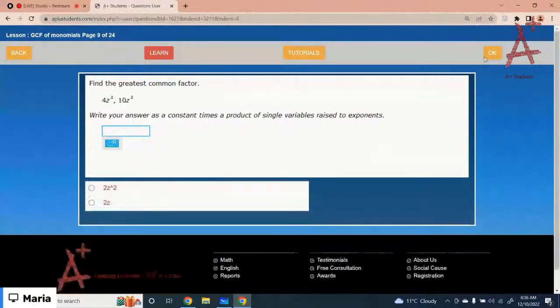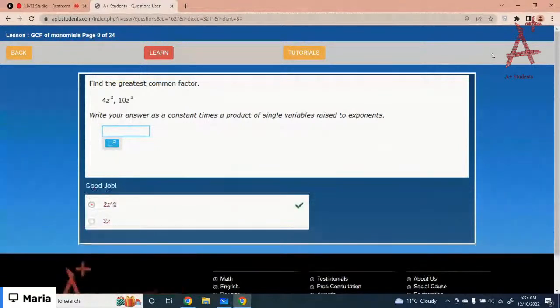Okay, find the greatest common factor. So which number is the greatest common factor of 4 and z? It would be 2. Got it? And both of the expressions have the same power z square. You can take common z square. Got it? So it would be 2z square. The first option is the correct one. Just select the correct option and click on the OK button.